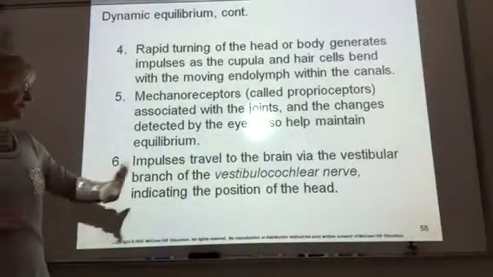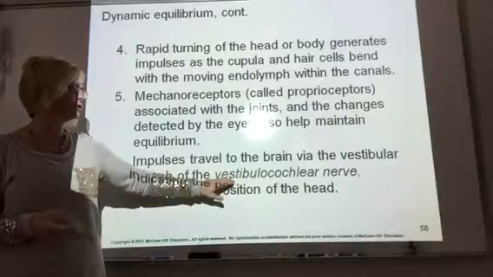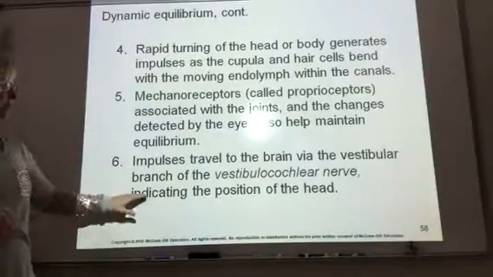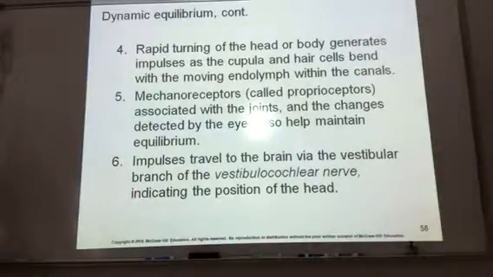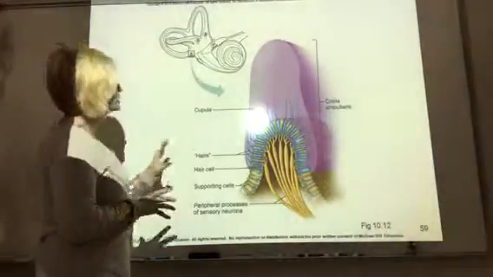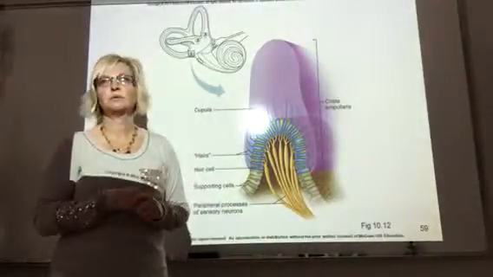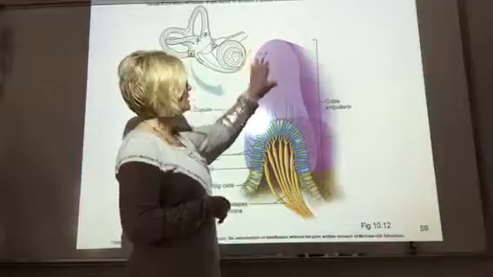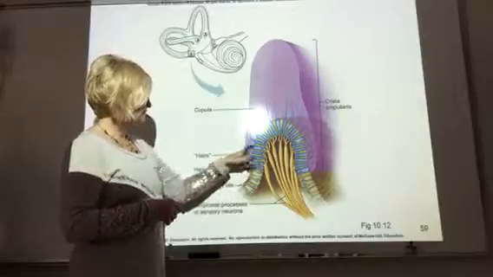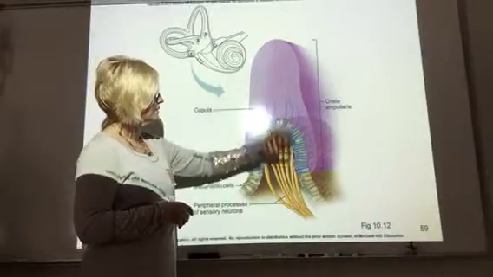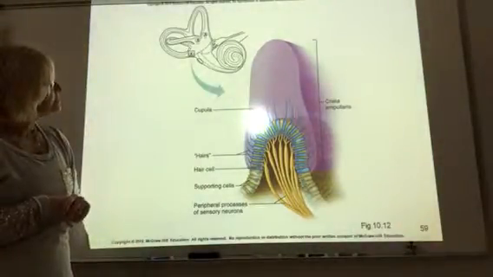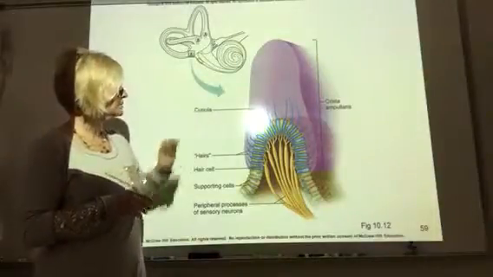Impulses travel to the brain, same way, the vestibulocochlear nerve. Basically, this nerve is going to carry all information from your ear to the brain, indicating again the position of the head. So here you can see these cupulas. It's cup-shaped. That's where the name comes from. So here's a little cupula. It has the fluid or the gel that's inside of it. And these are the hair cells that extend from the nerve that picks up that information. And that's probably all that I need to point out there.